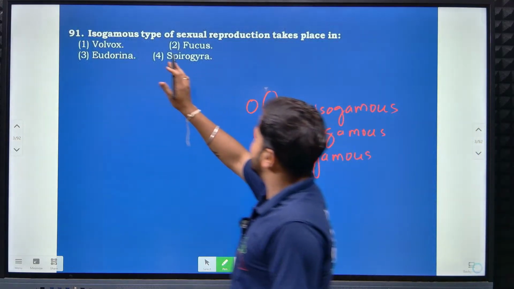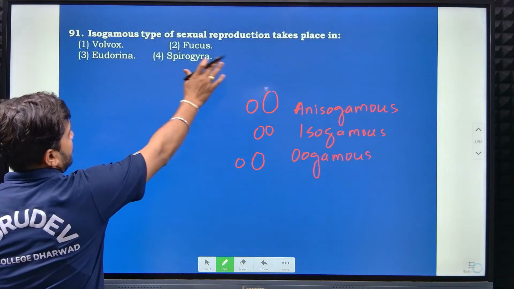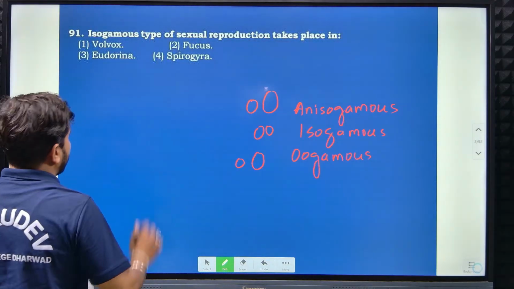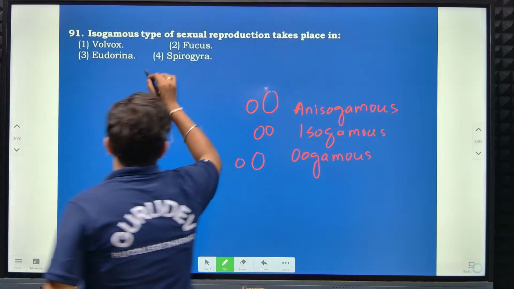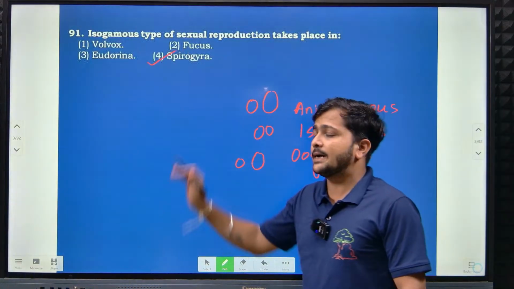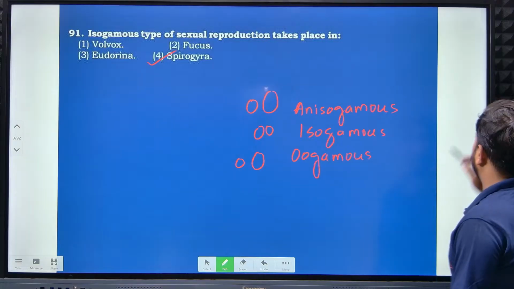So here they are asking about isogamous type of sexual reproduction, that can be seen in Spirogyra, right? So it is seen with respect to Spirogyra, right?